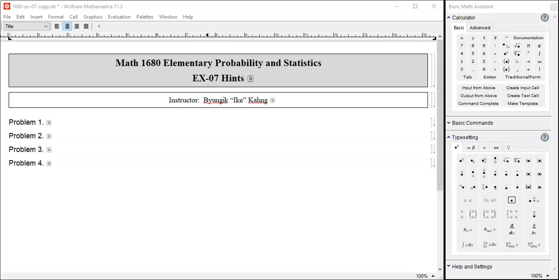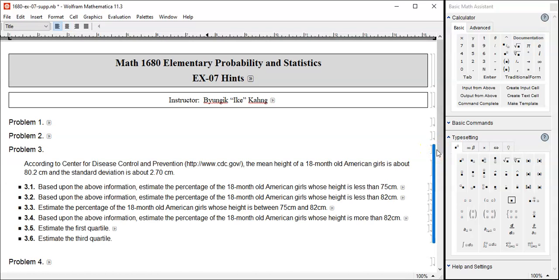Hello students, welcome back. In the previous video we did only the forward problems, so let's do a backward problem now. According to the Center for Disease Control and Prevention, the mean height of 18-month-old American girls is about 80.2 centimeters and the standard deviation is about 2.70 centimeters. And we went through 3 problems and then this is the one I just added.